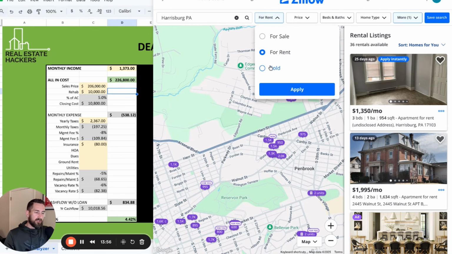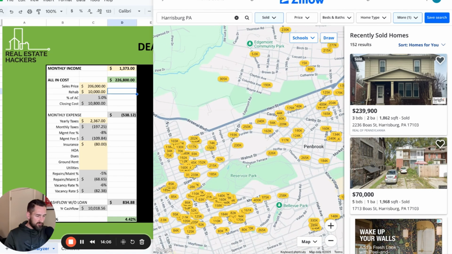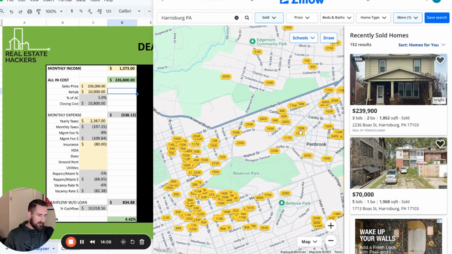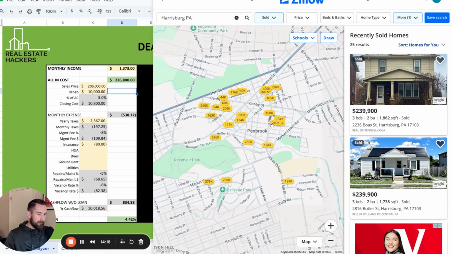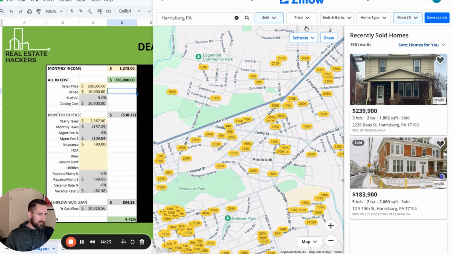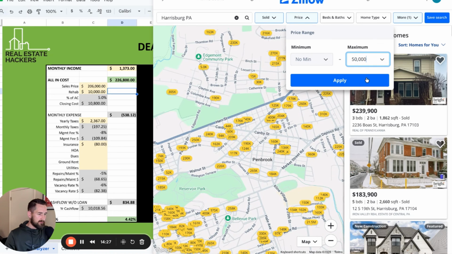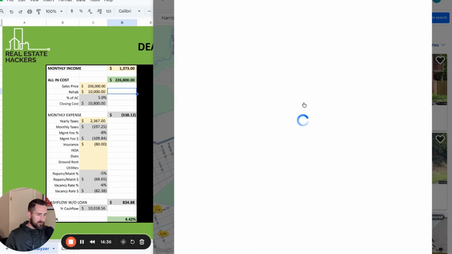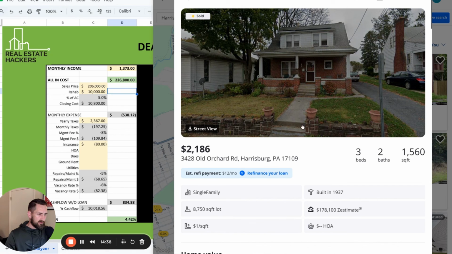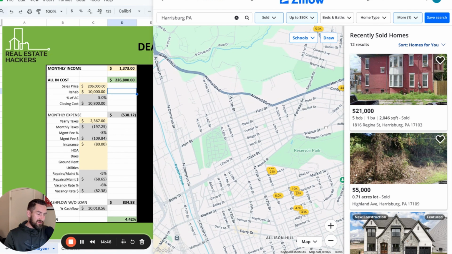You can also look under the sold in Zillow, and often it will have previous rental listings. Let me see if I can find one real quick to show what properties were rented out for in the past. Doesn't look like I'm seeing any right now. Let me see if I can switch this around. So here's one right here. This property was probably rented for $2,186. So sometimes they're under the sold feature in Zillow. I just thought you should know that because sometimes they're hard to find.